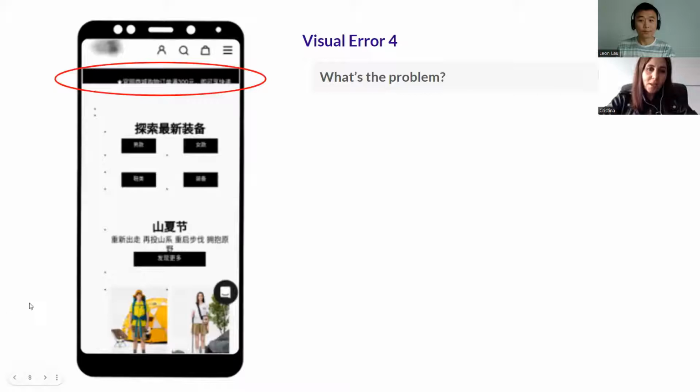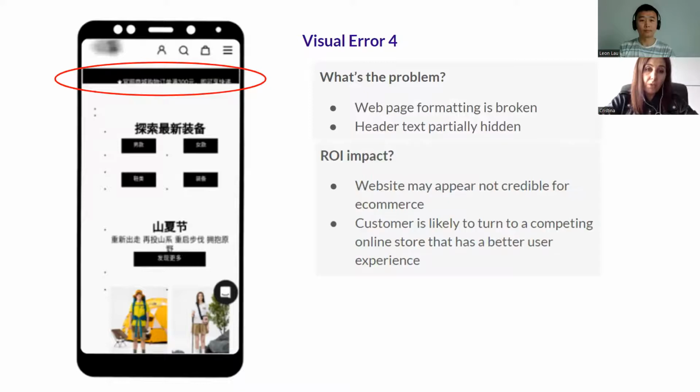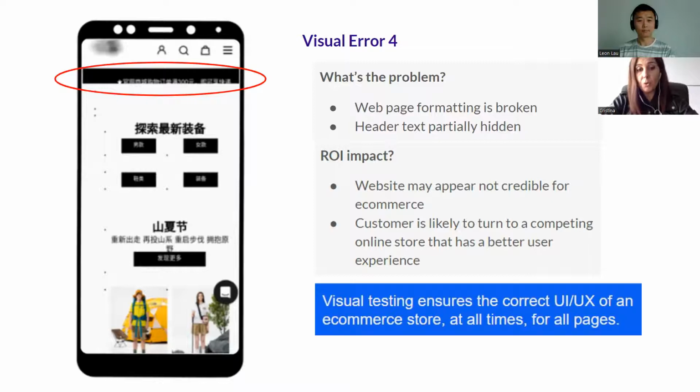Yeah, this other example seems to be an issue again with the web page formatting. It does not look in proper order and the header text is partially hidden. So the ROI impact for this is significant as well, because the website might appear not credible for e-commerce transactions. So a poor user interface can really impact the customer's decision. And in this case, he or she is likely to turn to a completely different online store that has, of course, better user experience. So visual testing can help you to ensure the correct appearance for an e-commerce site at any time and for all the pages.